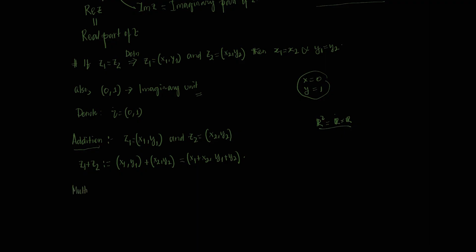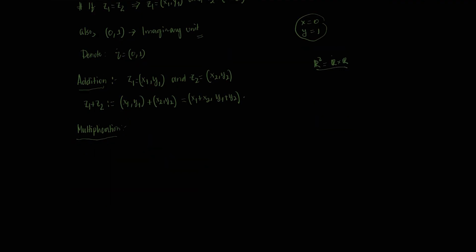Now here comes the important bit. This is called multiplication, and this is very important. Why am I telling you? Because this is what actually separates R2 and C. Otherwise you will see that R2 and C are exactly the same thing in terms of the set and elements, but how the elements interact with each other is different. So for C, we take Z1 times Z2.